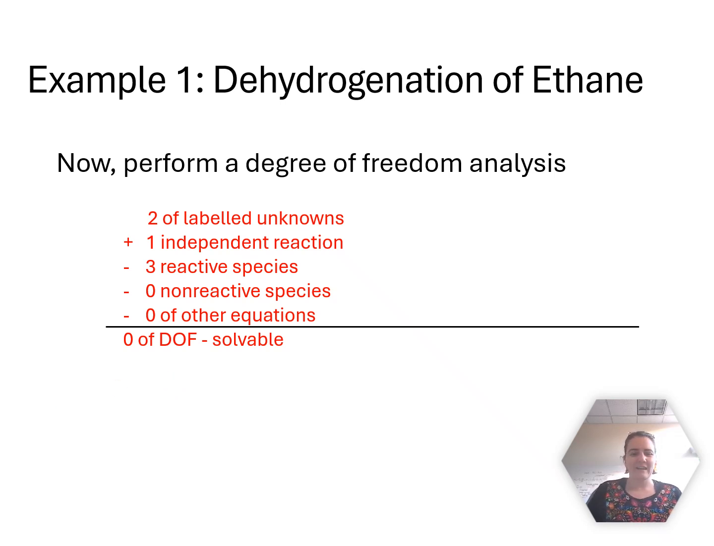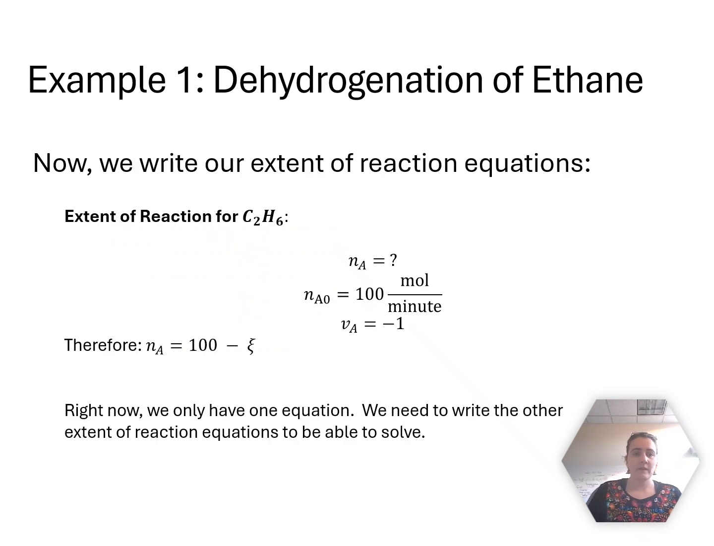All right, let's finish by going through how to solve the same problem, but with extent of reaction. So let's start with C2H6, okay? Extent of reaction. We do not know what the final amount of N sub A is. We know the initial amount of A is equal to 100 moles per minute because that's what's being fed. And then we have a balanced equation, so we know V sub A is equal to negative 1. The negative comes from the fact that C2H6 is a reactant.